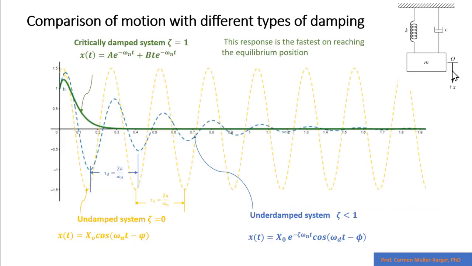If we compare this graph to the two previous ones, in the case of the undamped system, we had constant amplitude. In the case of the underdamped system, we had a curve that diminished with time in an exponential form. And here we have this critically damped system where the damping ratio is equal to 1. And as you see here, we have this curve that goes to 0 very quickly.